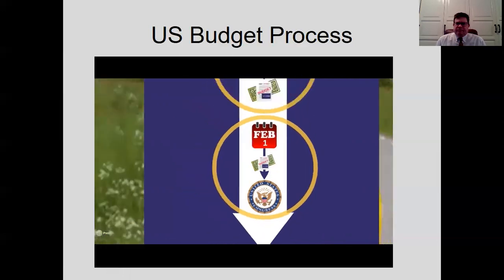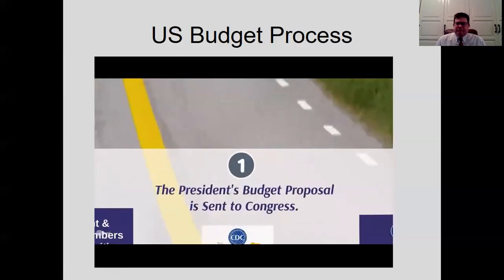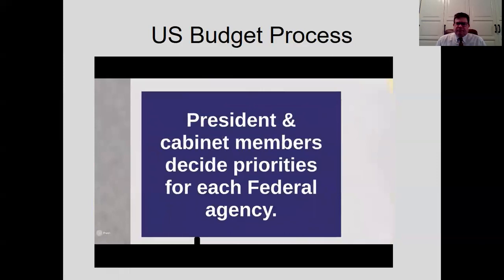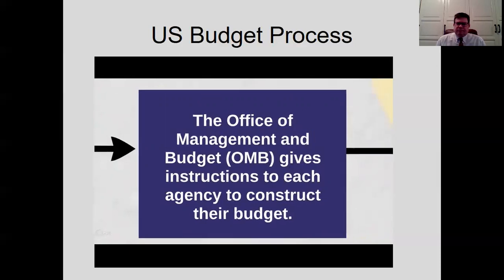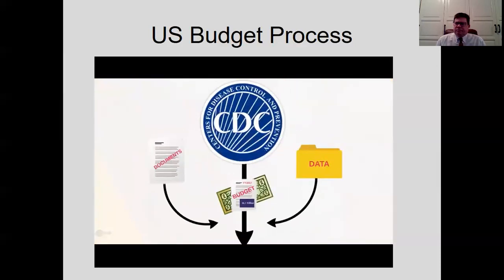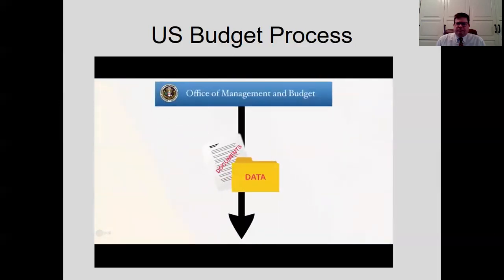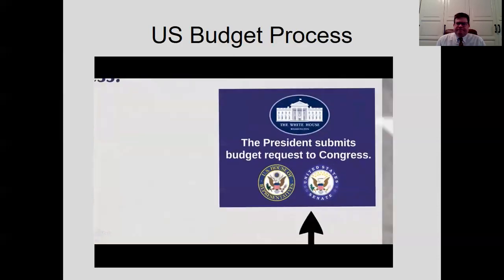So step one, where do the requests in the budget come from? The President and cabinet members decide policy priorities for each federal agency. Those priorities are given to the Office of Management and Budget, or OMB, which then give instructions to each federal agency on how to construct their budget. So, for example, the Centers for Disease Control and Prevention, or the CDC, submits its own budget request to OMB and defends the request with data or documents supporting this request. The OMB then uses these documents to prepare the President's budget request.